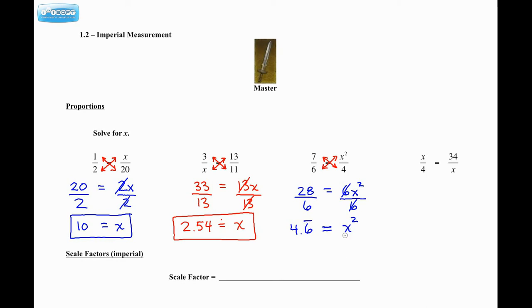We want x, not x squared. So what this means is, what number such that when I square it, I get 4.6 repeating? Well, all we have to do is take the square root. So this is x. So if you have a scientific calculator, just with this number in your display, take the square root. And that gives you approximately 2.16.